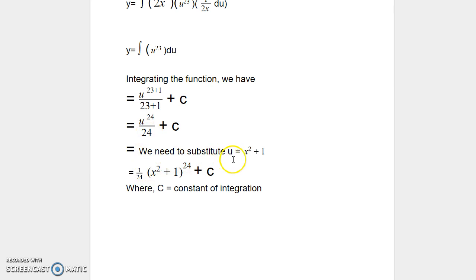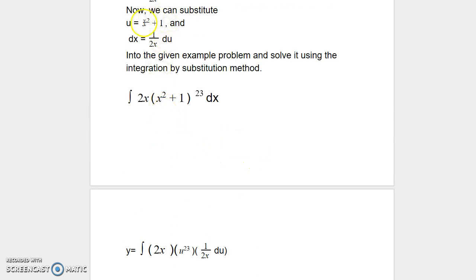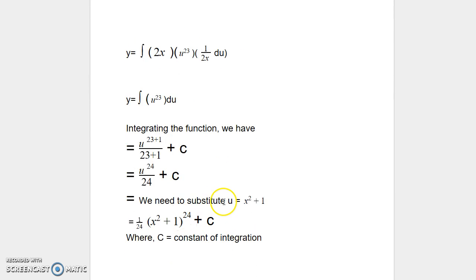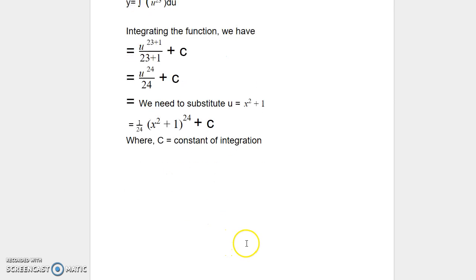So we need to substitute u as equal to x squared plus 1, and that's what we mentioned here, right? Wherever we see u, we cannot leave our solution in terms of u. We need to express our solution in terms of x. So wherever we see u, we're going to write x squared plus 1. So 1 over 24, x squared plus 1, the whole thing raised to the power of 24, plus c, where c is a constant of integration. So this is the way we're going to solve example problems which involve integration by substitution.